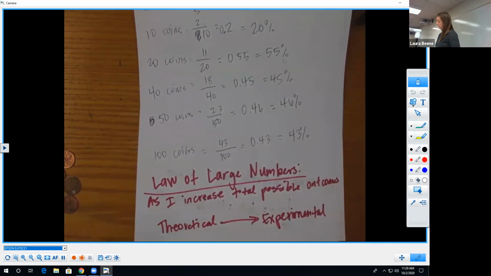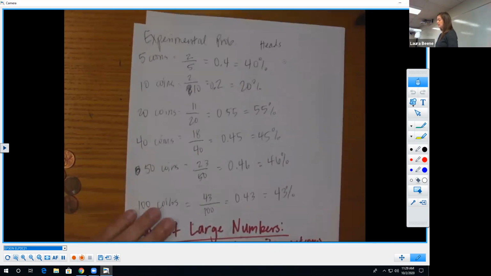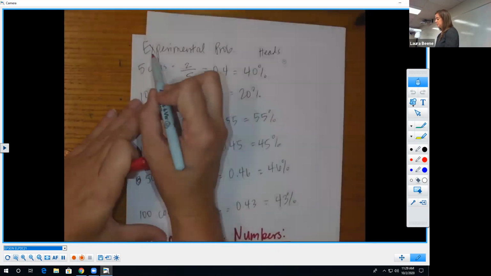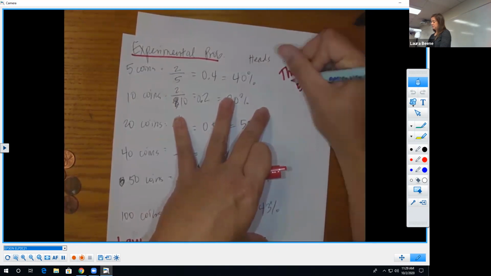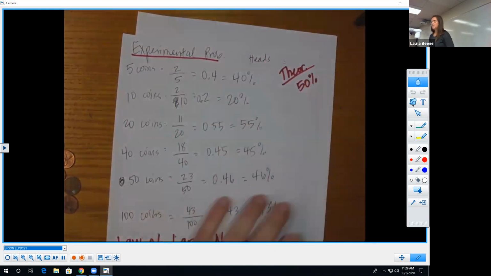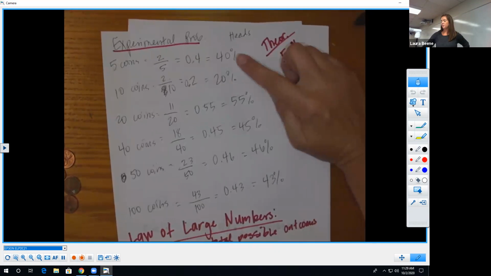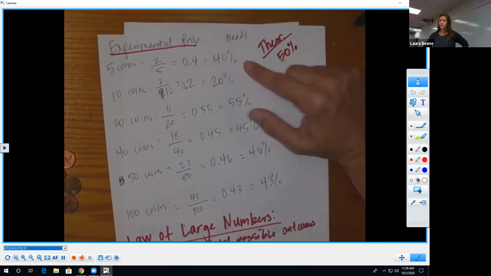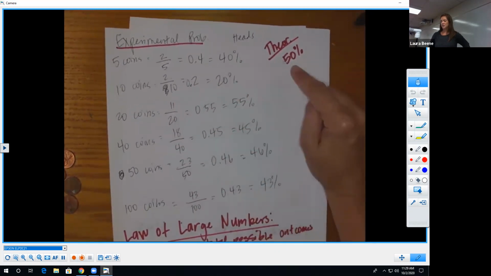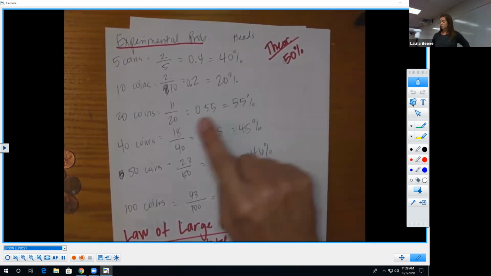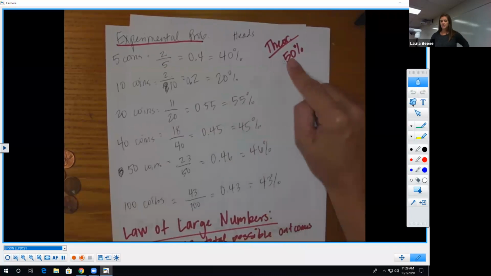Okay, and you can kind of see that here. So in this case, what is this? These are all experimental probabilities. The theoretical probability for this situation is 50%. So I started off with 5 coins, I had 40%. That's actually really close to 50%. But when I had 10 coins, I only got 2 heads, which was 20%. That's kind of far away from 50. 20 coins, that's a lot closer. 55 is a lot closer to 50.